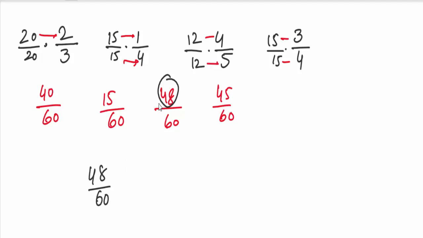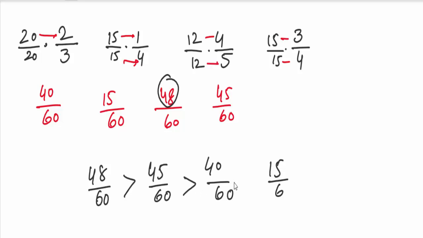Now after that, the next lowest numerator from 48 is 45, so you can write 45 over 60, and now you can write 40 over 60, and after that 15 over 60. So you can say that 48 over 60 is higher than 45 over 60, which is higher than 40 over 60 and 15 over 60.